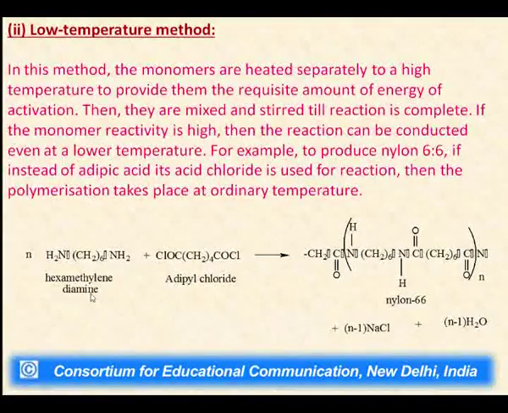You can see in the example that for the preparation of nylon 6,6, we have taken hexamethylene diamine, and instead of adipic acid, we have taken its activated form, which is adipyl chloride. Now, this activated adipyl chloride will react with the hexamethylene diamine and undergo condensation to give the polymer, which is called nylon 6,6.